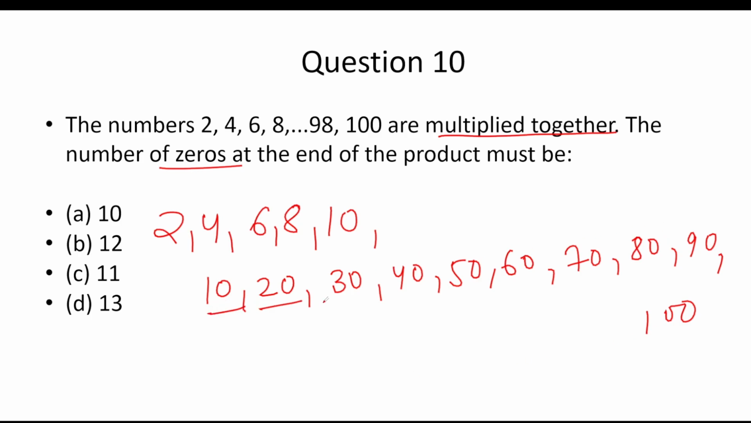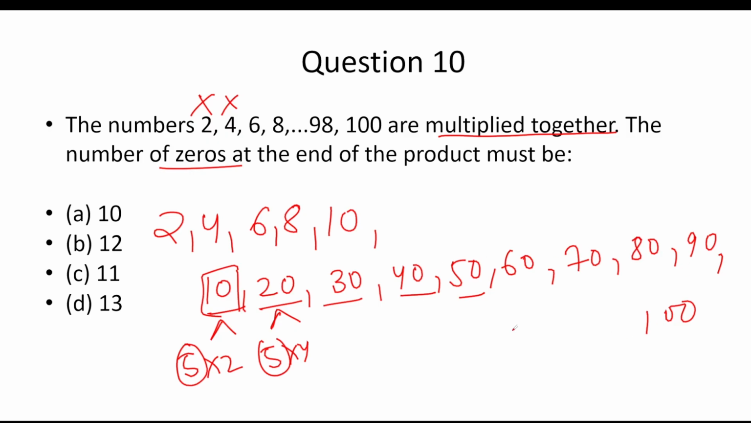Why do we write these numbers? Because 5 will come in these numbers. 5 will not come in 2, 5 will not come in 4, right? So we write only those even numbers where 5 will come. Here 1 time 5 will come, because this 10 is 5 into 2, you can see the 5 one time. Here also 1 time 5 will come. So we have 10 numbers, 1 time 5 will come, so total 5s is 10.